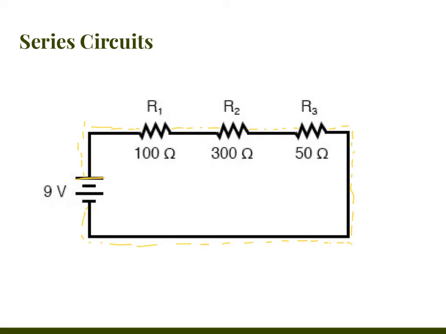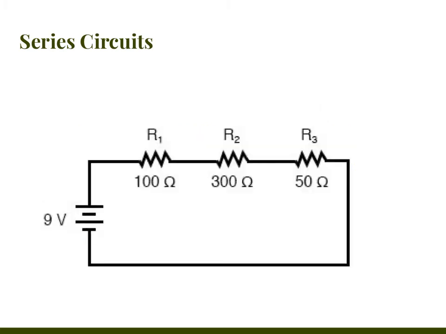Now, a series circuit could look a little bit different, like the resistors could be on 3 different sides, but as long as the electricity is flowing through it in series, it is a series circuit. Now, in a series circuit, due to conservation of current, the current through each resistor will be the same.